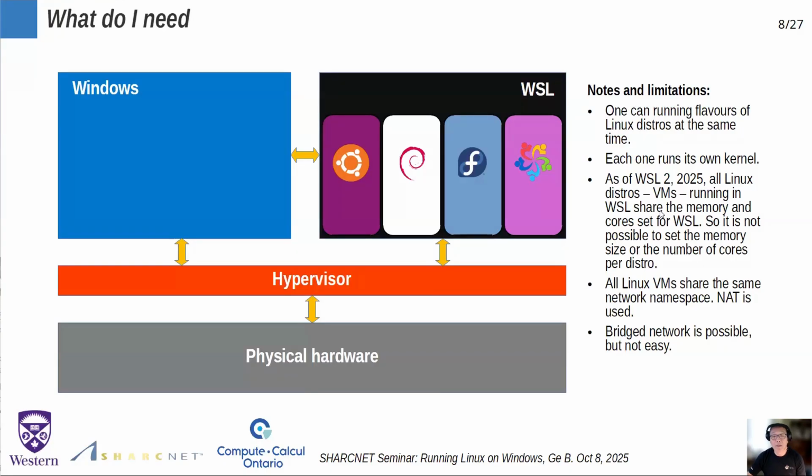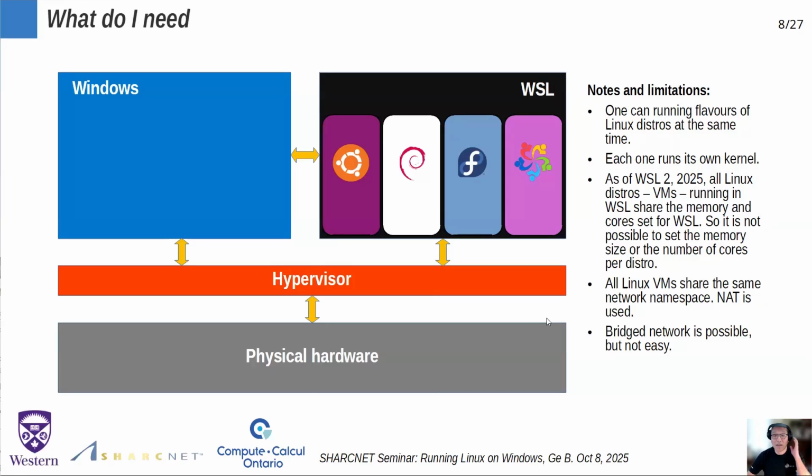And as of WSL version 2, 2025, all Linux distros, called VMs, running in WSL share the memory and the cores set for WSL. So it is not possible to set the memory size or the number of cores per distro. Okay.